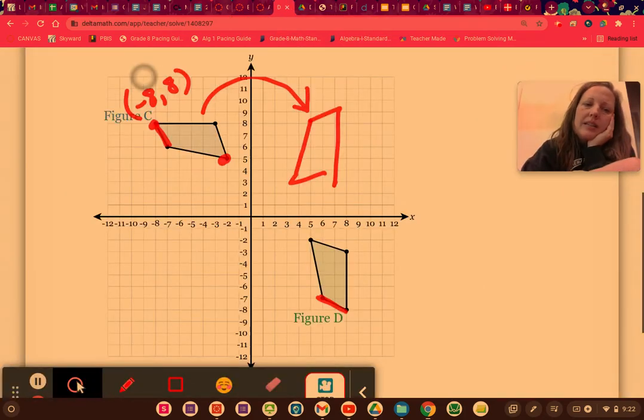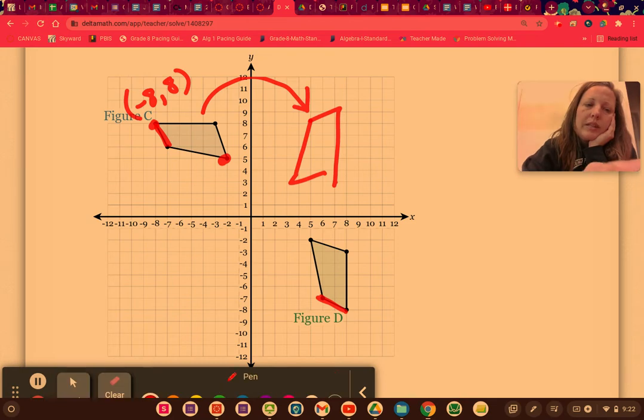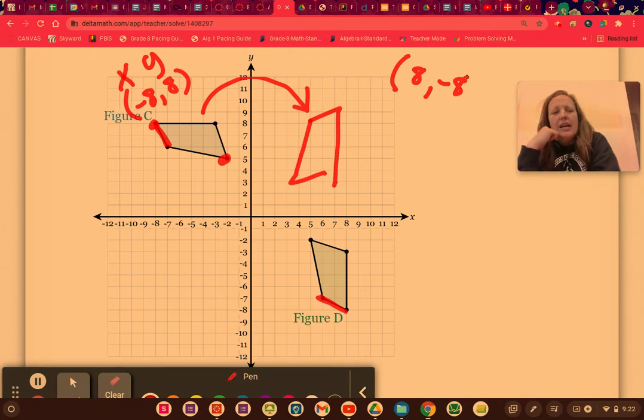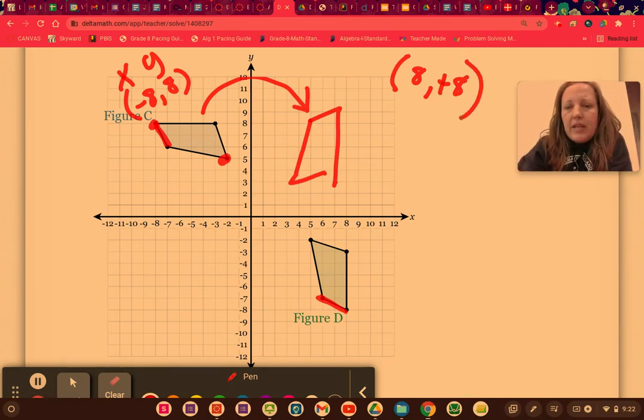Okay, so this is my X. X and Y, switch them. So we want 8, negative 8. Now it says make the X negative, but what it really means is whatever that sign was for the X, take the opposite of it. So the opposite of that negative 8 makes this a positive. Okay. So this becomes 8, 8. Okay. So I was off a little bit in the way that I was drawing my picture, but it's pretty close, right?